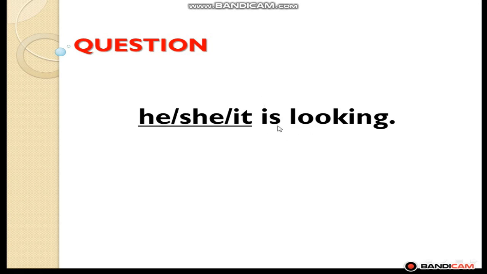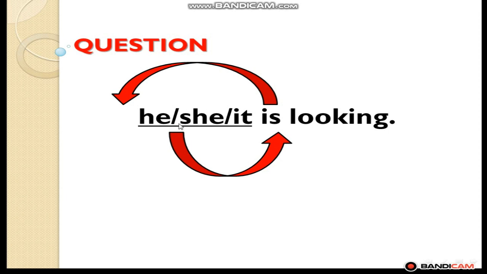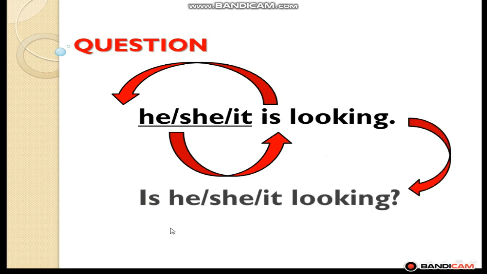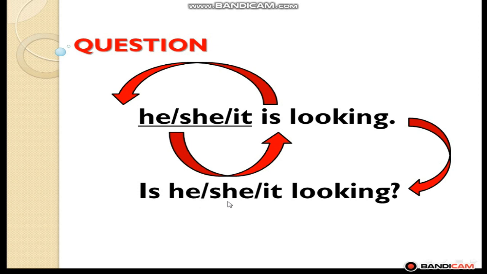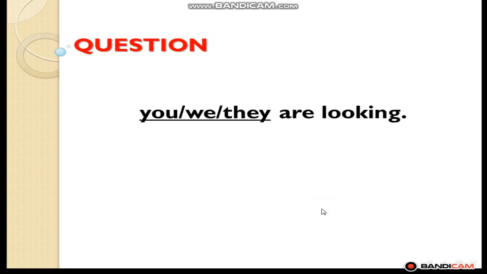So in order to change this statement, the statement is in the present continuous tense, in order to change it into a question, we need to take this auxiliary verb, shift it into the beginning, and we take this subject, whether it is he, she, it, in the place of the auxiliary verb, and then we have the question, is he, she, it looking? Okay, we have the next one.